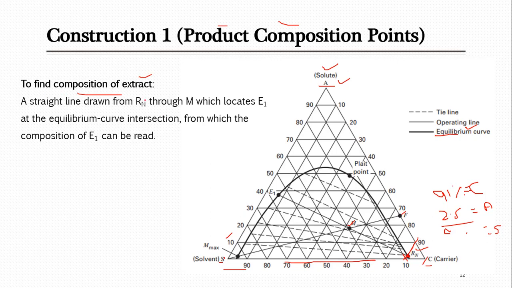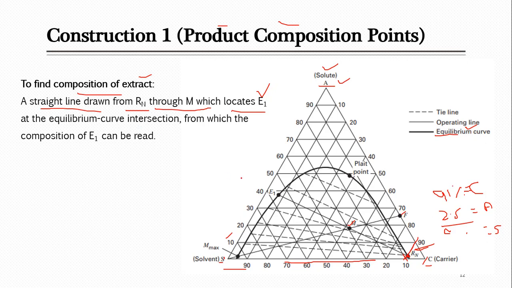By the way, where the extract point will be located, one thing is obvious: it is located on the binodal curve, because this will be on the equilibrium line. To find its location, you have to draw a straight line from Rn, which you have just found, at the corner more or less. That line should pass through M and intersect the equilibrium line on the other end. That point will be your E1, the extract stream composition leaving from stage 1.